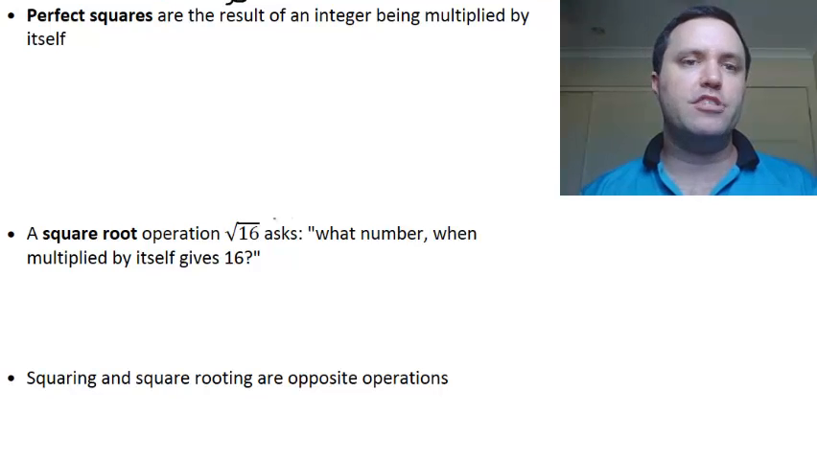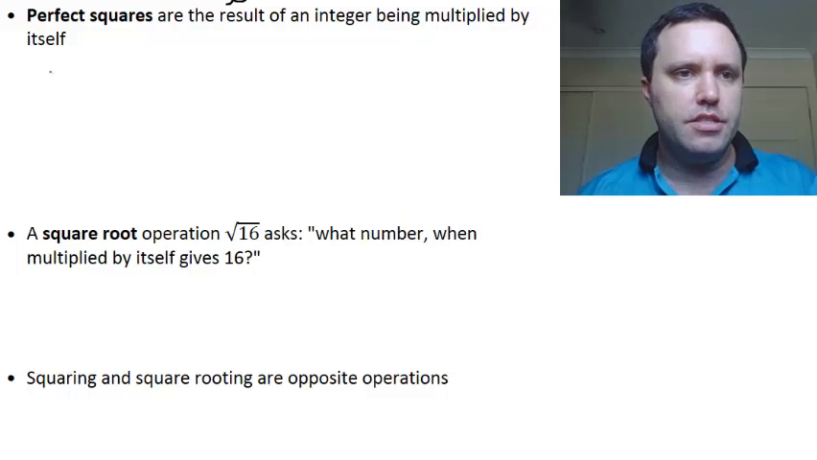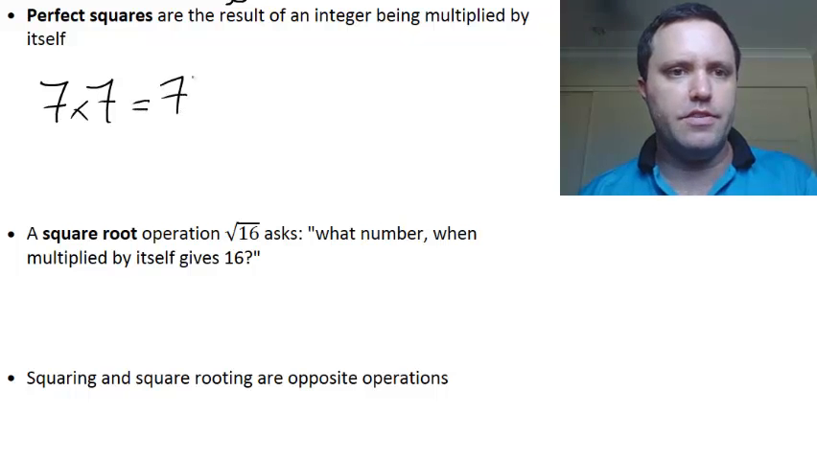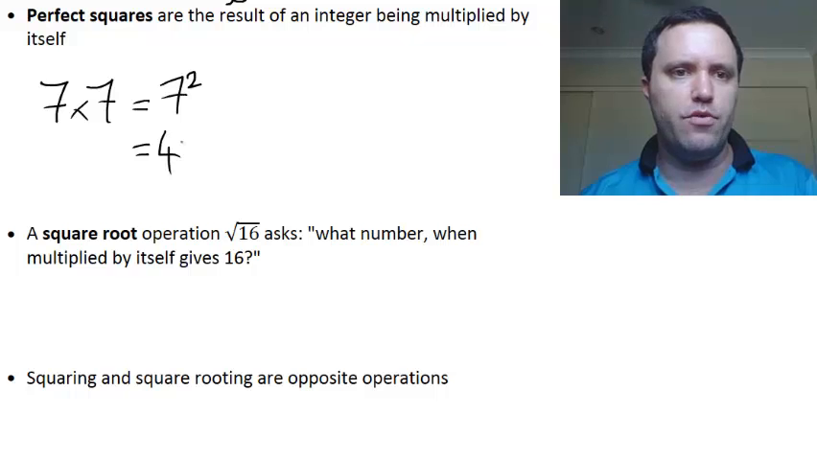Now, perfect squares are a special kind of number. They're the result of an integer being multiplied by itself. So something like 7 times 7, being 7 squared, is a perfect square. So the perfect square is 49.